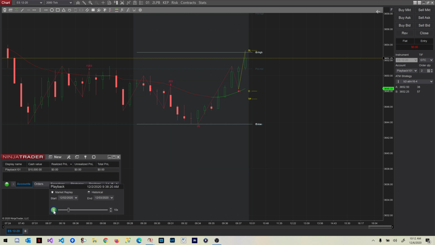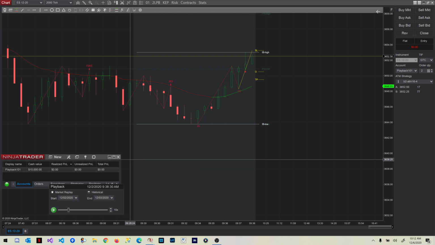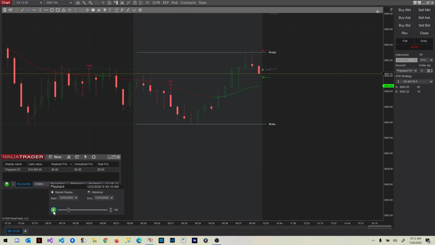So let's see what it does. It goes higher, and you'll see the red dot moving from here to here. So now our entry is here, and let's keep on going. And there it is. We have a second entry short right there.